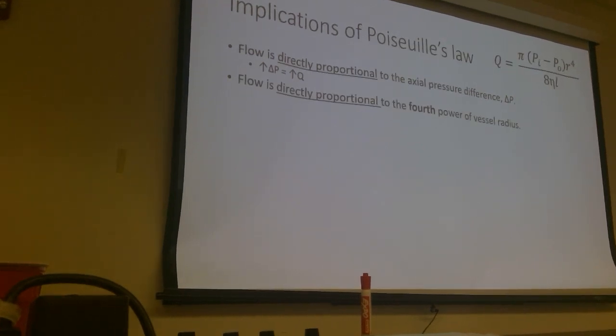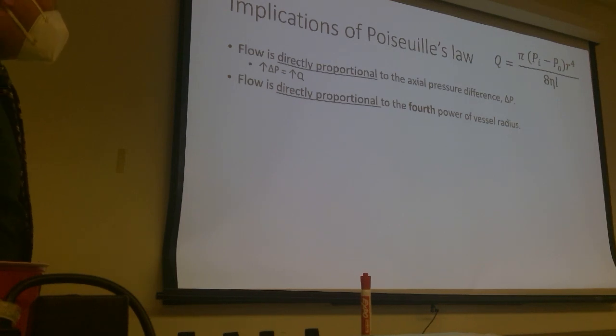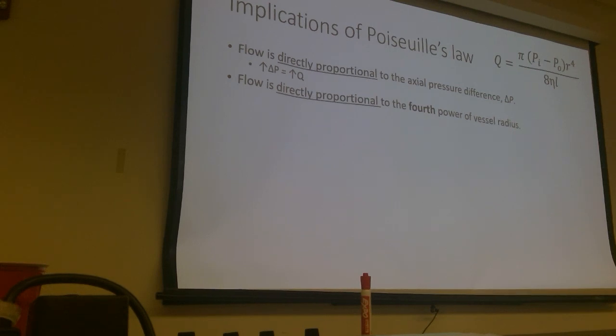This one is also really important. Flow is directly proportional to the fourth power of the vessel radius. So if I increase my resistance, increase my radius, sorry, I'm jumping ahead. If I increase my radius, I increase my flow by a power of 4. So if I double my radius, my flow goes up 16 times, right? 2 to the power of 4.